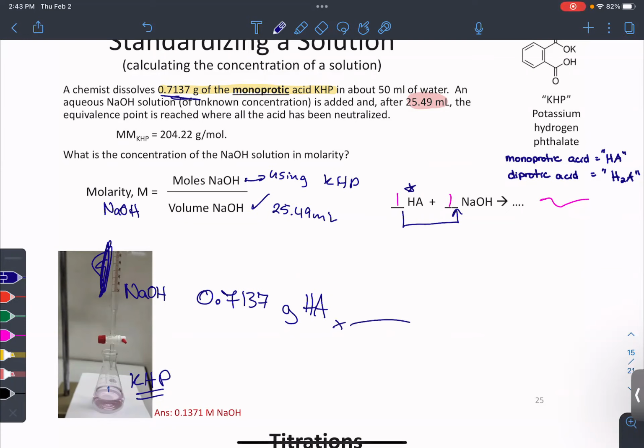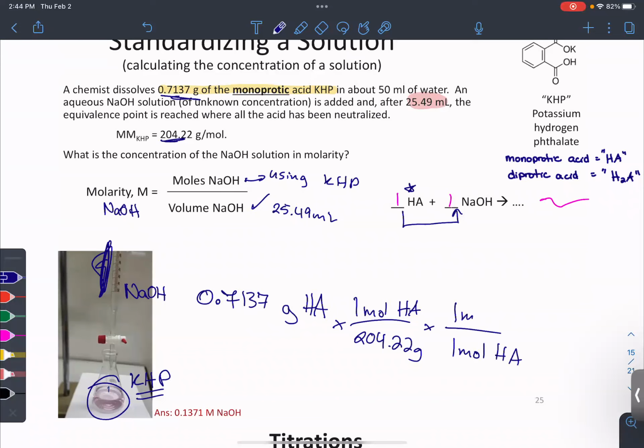So I want to use the molar mass of HA or KHP that's given. So 204.22. 204.22 grams is 1 mole of that KHP. But I'm just going to call it HA. Right. So that's your moles of acid that are present in this flask. Okay, and so I know there's a 1-to-1 ratio between acid and base in this specific reaction. So 1 mole of acid needs 1 mole of base, sodium hydroxide.